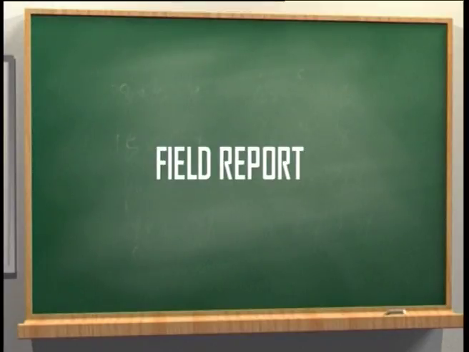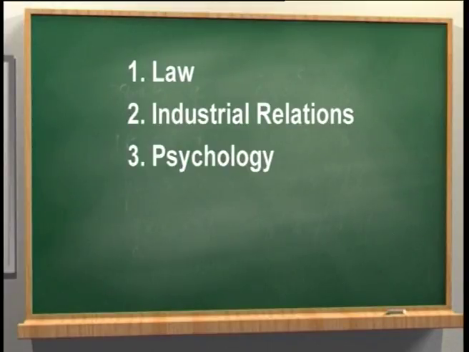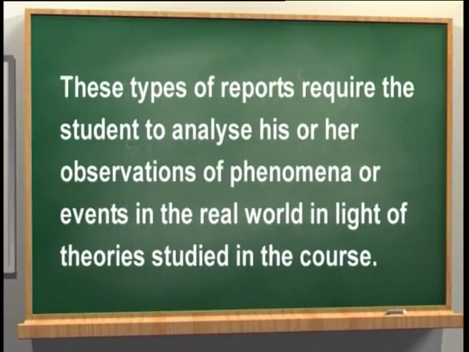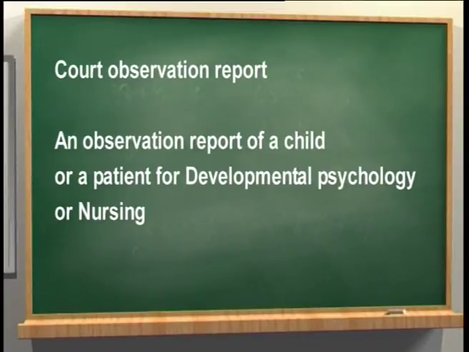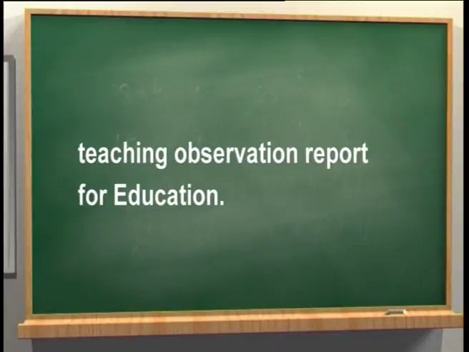Field reports are common in disciplines such as law, industrial relations, psychology, nursing, history, and education. These types of reports require the student to analyze his or her observations of phenomena or events in the real world in light of theories studied in the course. Examples of field reports are a court observation report, an observation report of a child or a patient for developmental psychology or nursing, a history site report, and a teaching observation report for education.